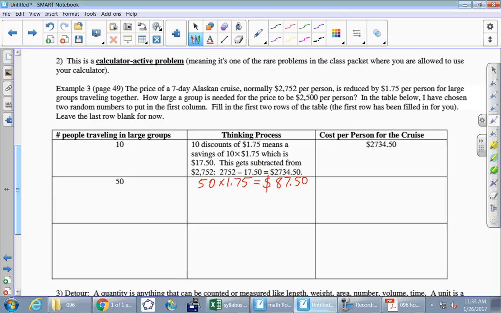$87.50. What does that represent? That's the discount. But I want to know what the final price is. So what am I doing with this $87.50? You subtract it from $2,752. That's it, right? We take the original $2,752 and we subtract off the discount. All right, what do we get here?